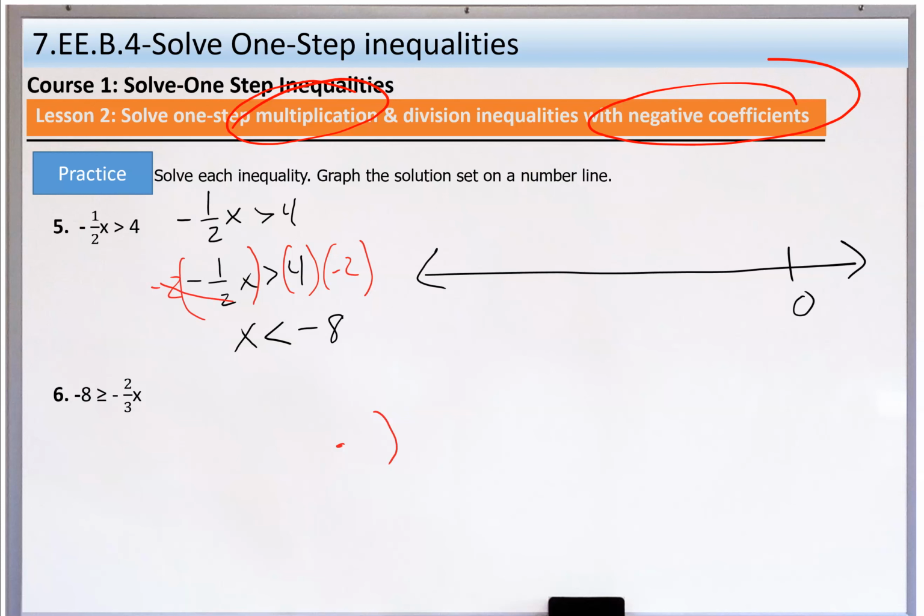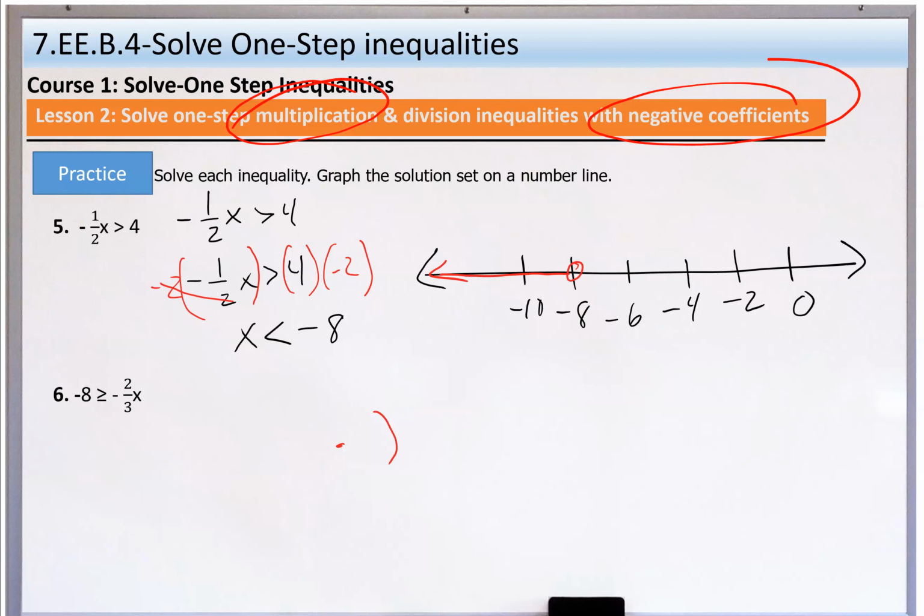Again, I know my answer is going to be less than negative 8, so it's going to be shifted to the left, so I put my 0 there. I chose 2 as my increment, negative 2. So my answer is going to be less than, but not equal to, negative 8.